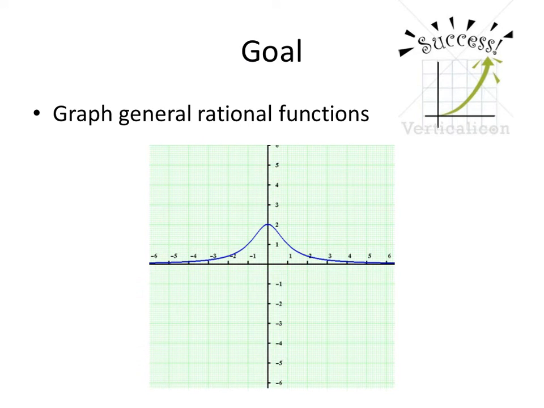Alright, so our goal is to graph general rational functions. And then I have another picture of a general rational function below. Sometimes I don't have any vertical asymptotes, and that's an example of not having a vertical asymptote.